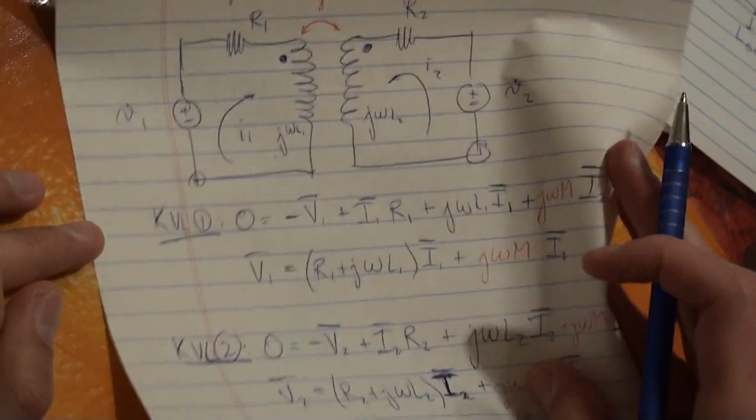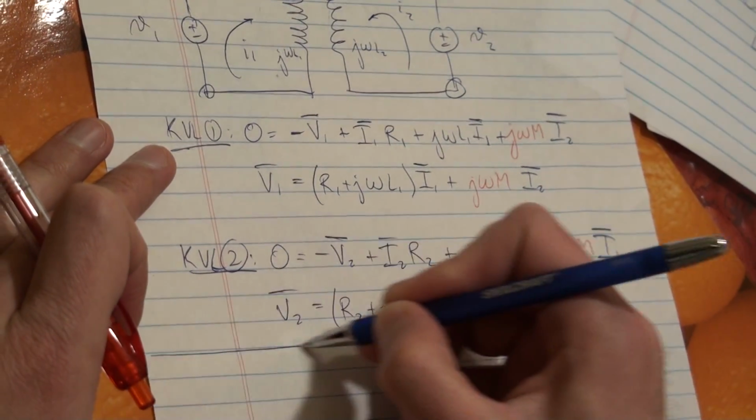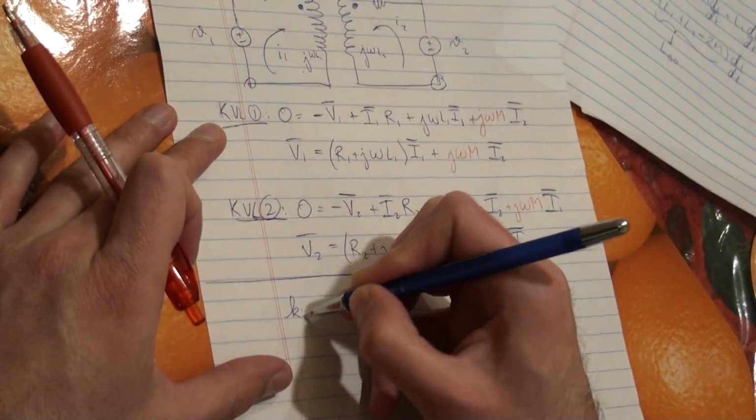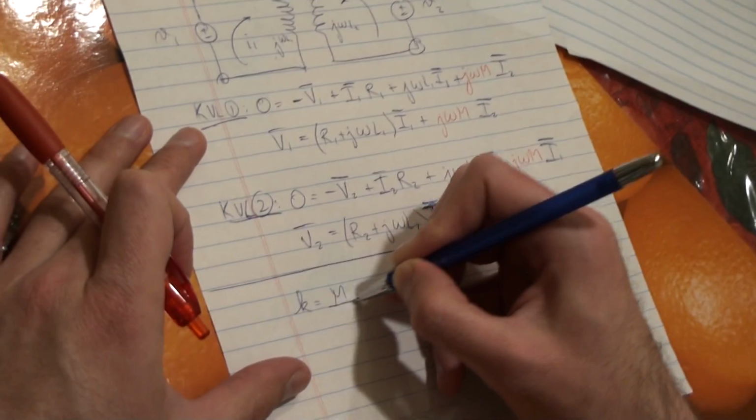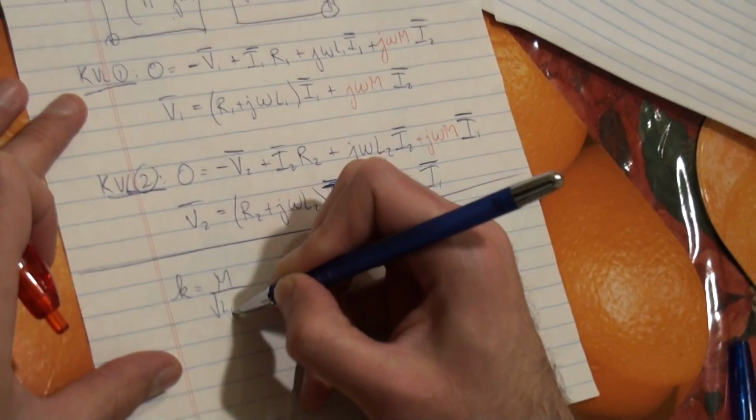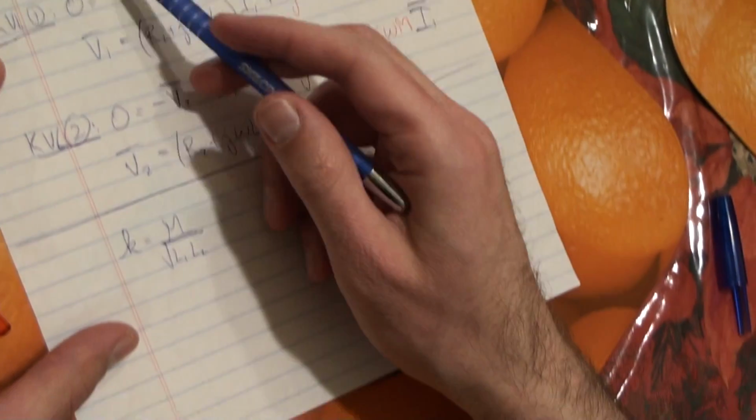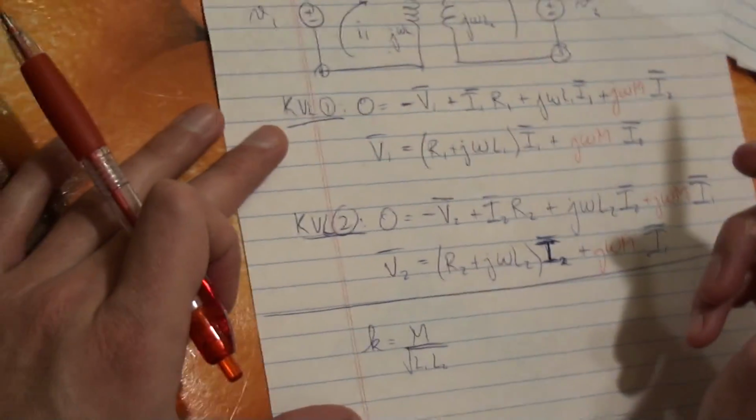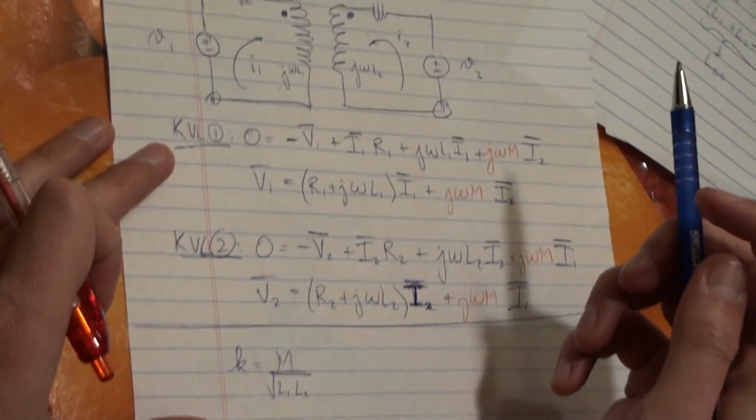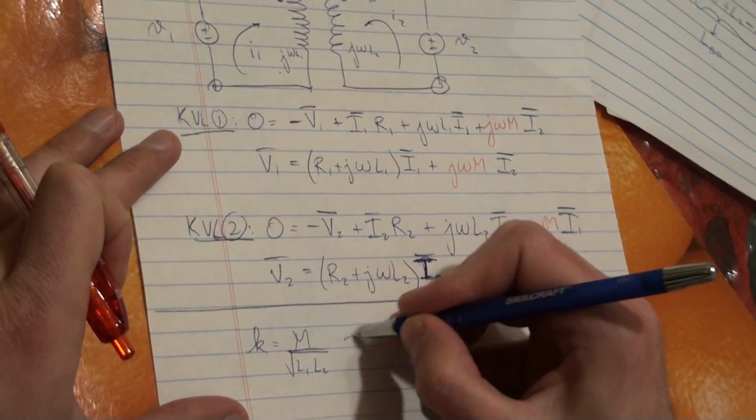So before we close, I want to mention one last thing, which is the coupling coefficient K, which is equal to mutual inductance over the square root of L1 L2, the inductance of each coil. This is the coupling coefficient.